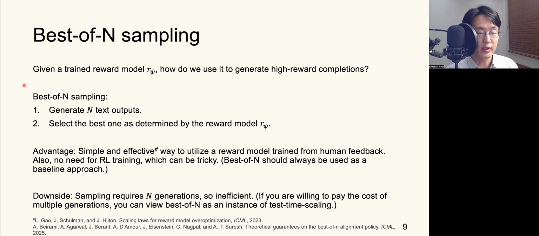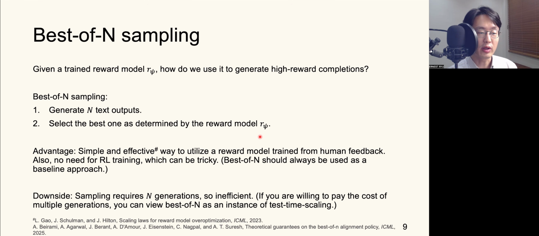You know the answer is going to be RLHF because that's where we're headed, but there is a simpler option, and that is called best of n sampling. Here's how best of n sampling works. Step number one, given a certain prompt, you generate n text outputs. Step number two, you select the best one as determined by the reward model R psi.